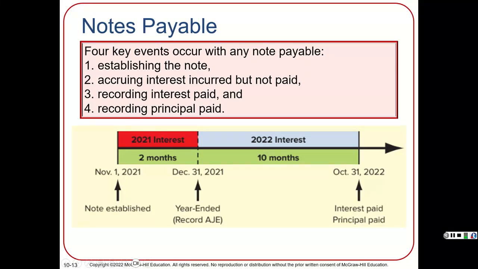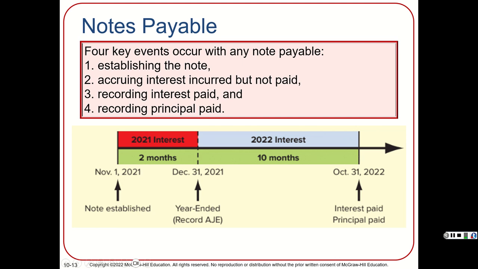All right, so here we are talking about our notes payable. There are 4 key events that occur with every note payable. The first thing is you have to establish the note. It's between 2 parties. 2 parties have to agree to an exchange. The second part of a note payable is the interest being accrued until it's paid. So recording the interest paid and recording the principal paid is part of a note payable payment.